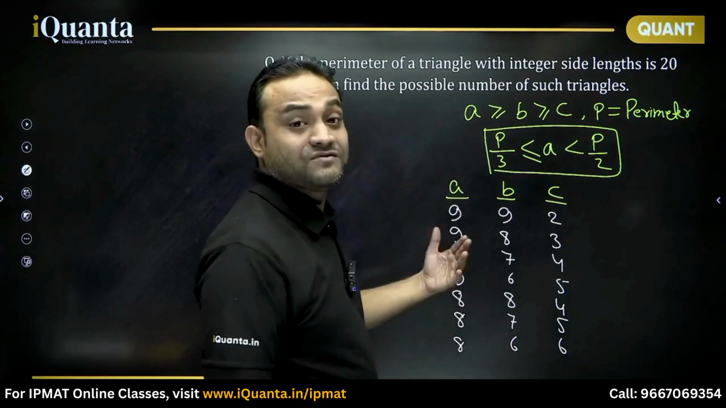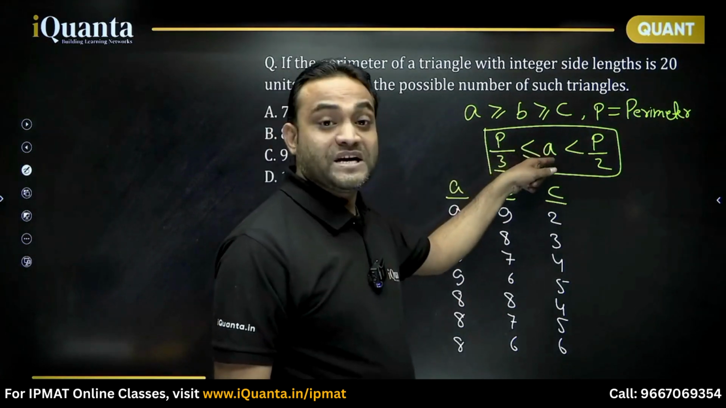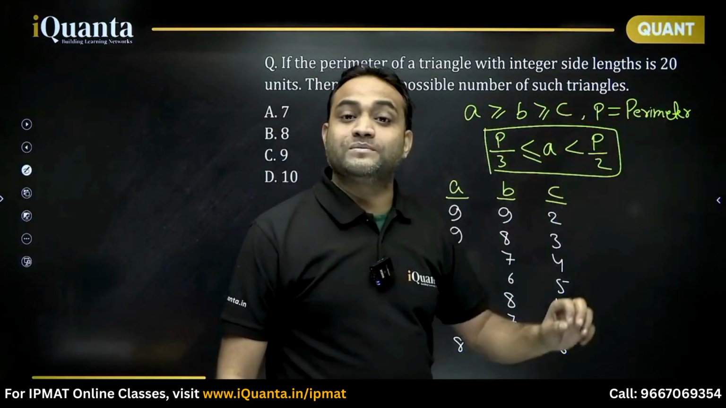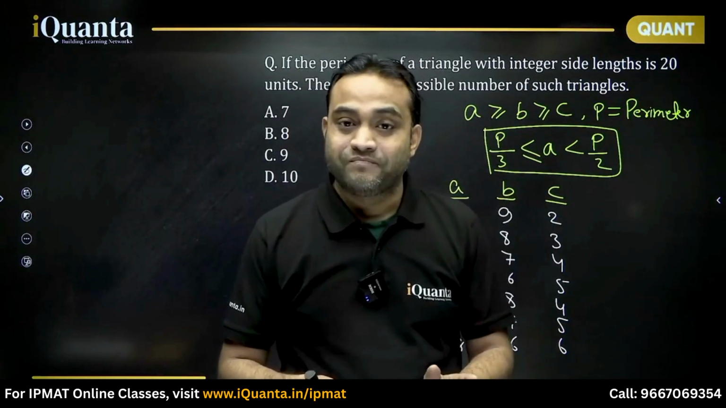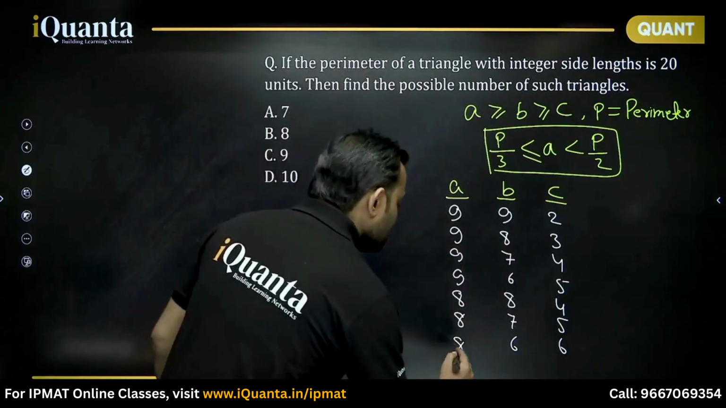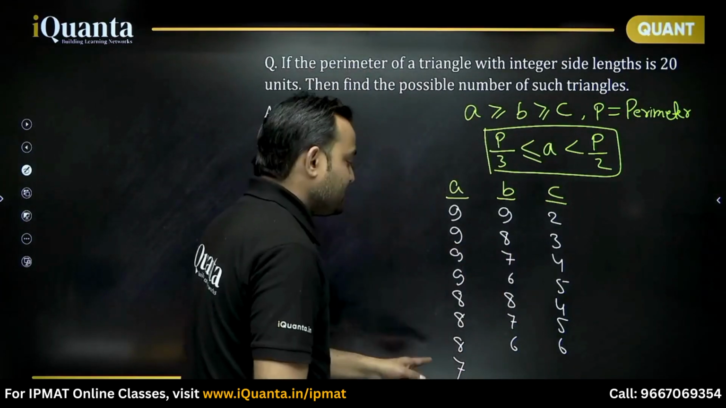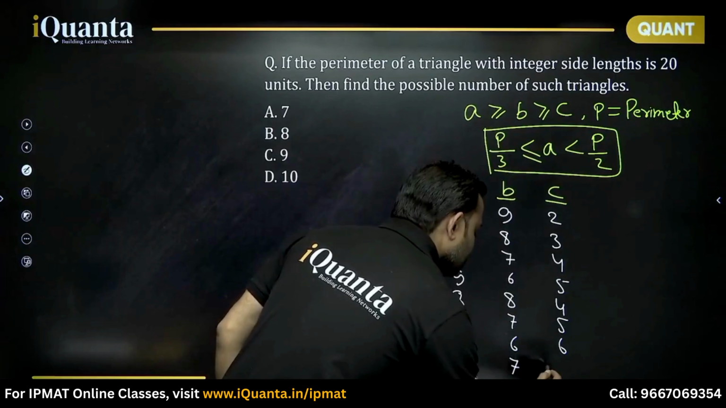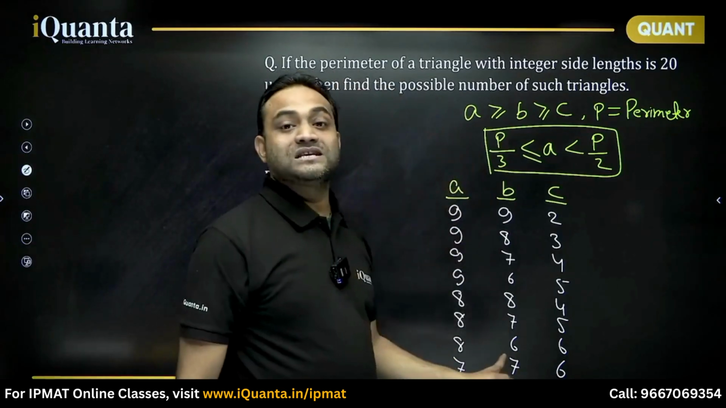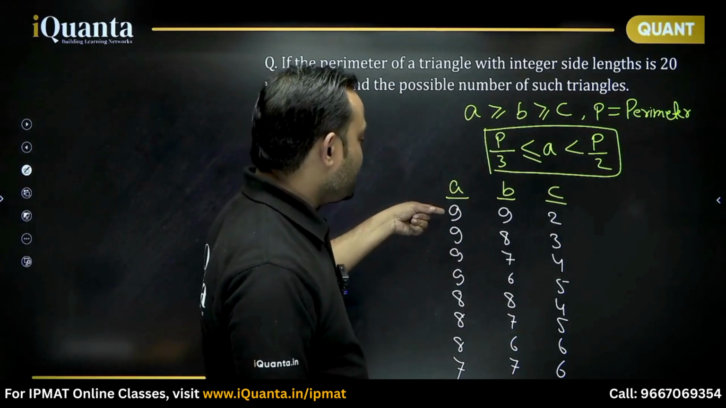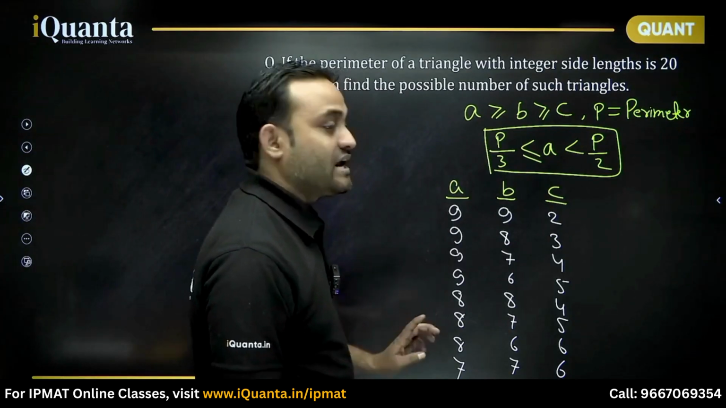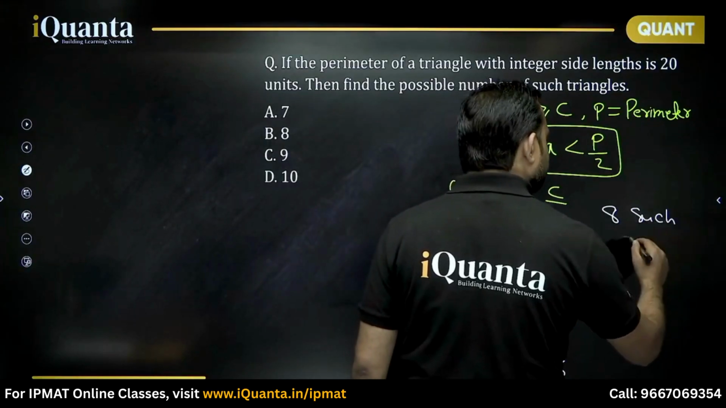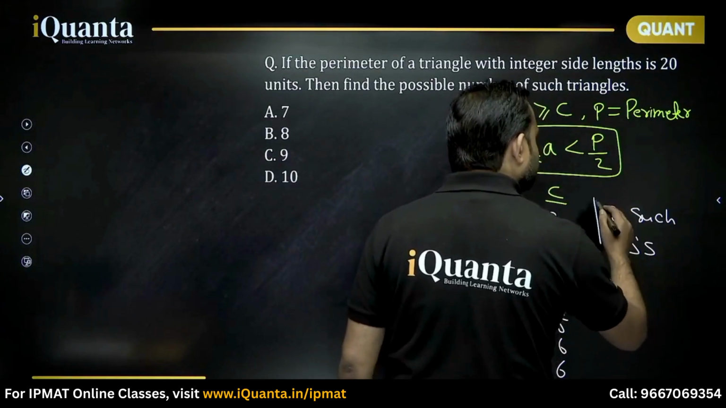Now what could be the next value of A? See, A must be greater than or equal to 1/3 of the perimeter. The perimeter is 20, 20 by 3 is 6.66, which means bigger than that can only be 7. So this will be the last value of A. If this is 7, the sum of the rest of the two sides must be 13. There is only one possibility, which is 7 and 6. So how many are there? 1, 2, 3, 4, 5, 6, 7, 8. 8 such triangles. So this will be our answer for this question.